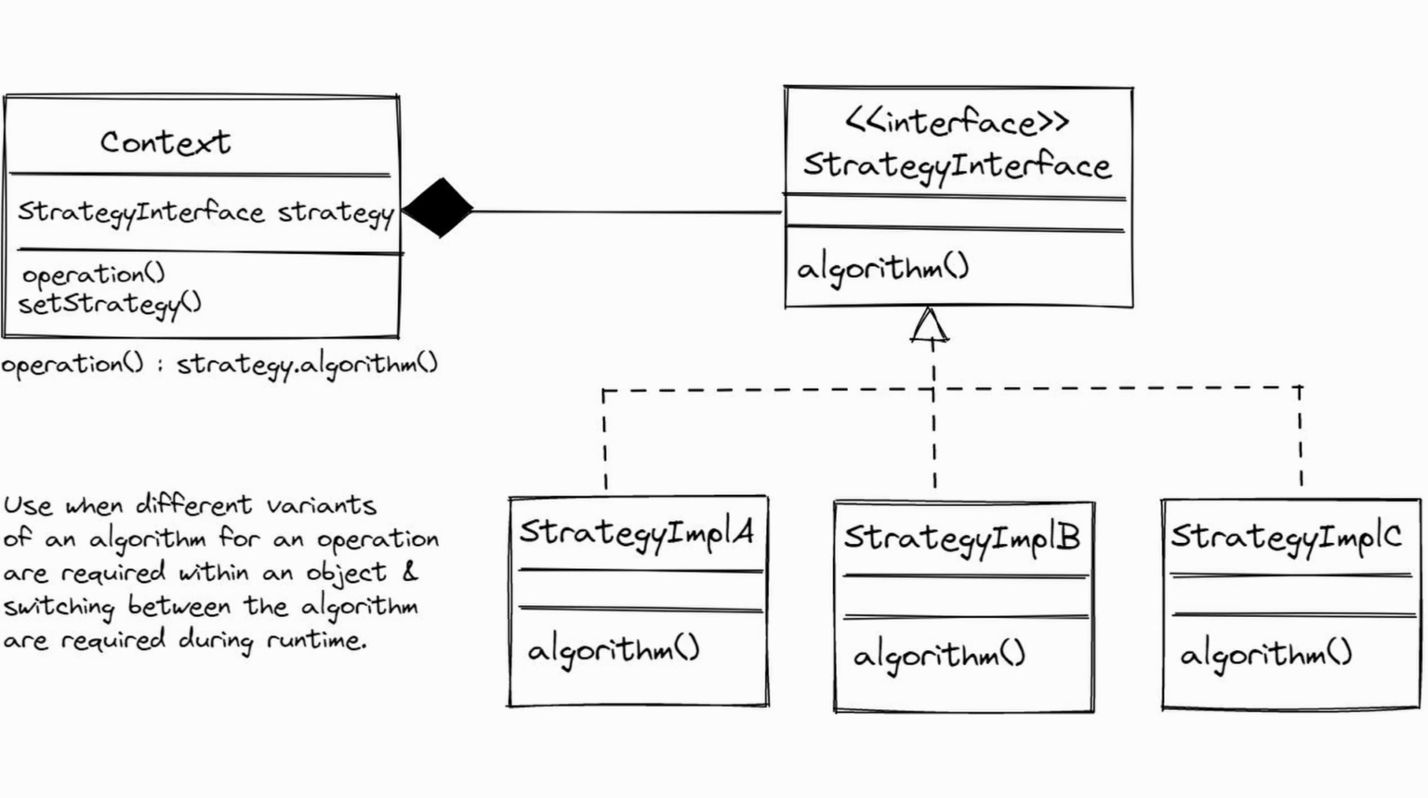So summarizing the strategy pattern, we should use the strategy pattern when we want to use different variants of an algorithm within an object, and we want to be able to switch from one algorithm to another during runtime.